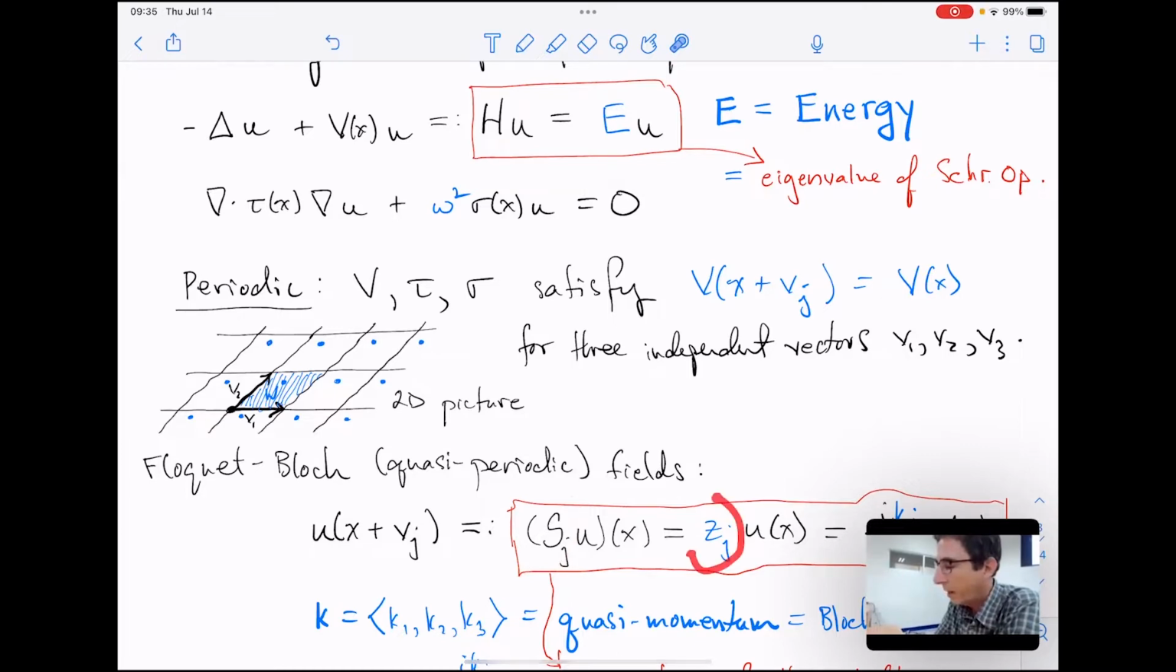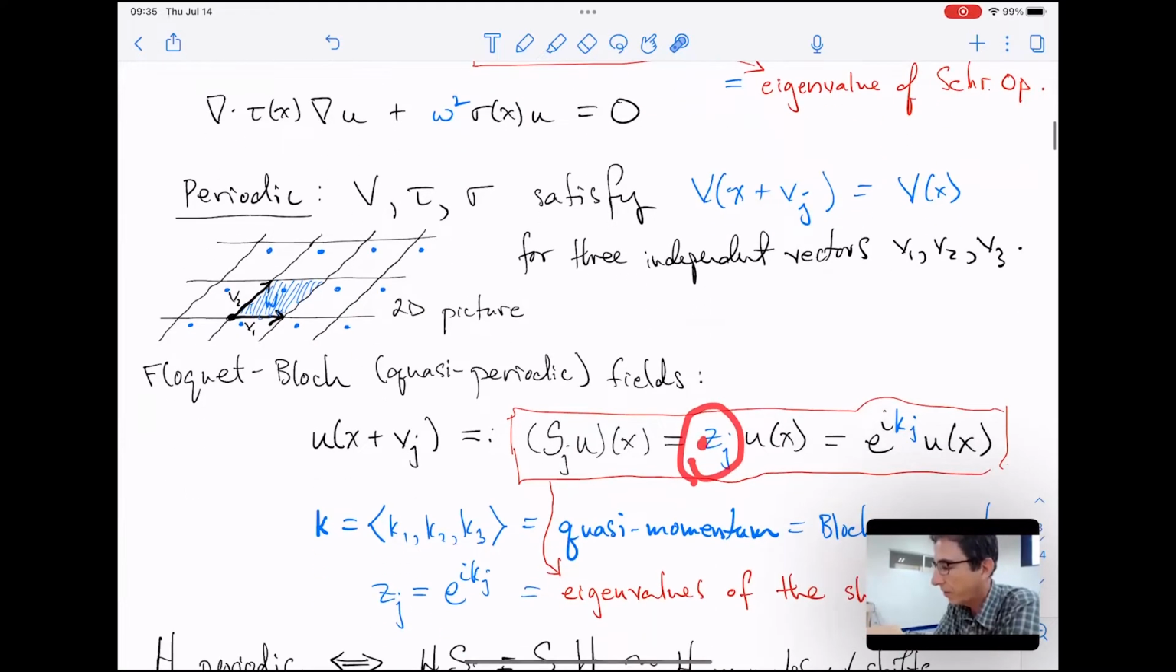And remember that the eigenvalues of the shift are these Bloch multipliers. Eigenvalue just means you shift the function and it gets multiplied by a certain number. And there's a certain phase in there, which is a phase shift, and there could also be a scaling factor if this z is not on the unit circle. And then if you write the Bloch multiplier as e to the i k_j, meaning in the jth direction, then that k_j is the jth component of what we call the quasi-momentum. That's the phase shift. Okay, so these are the eigenvalues of the shifts.